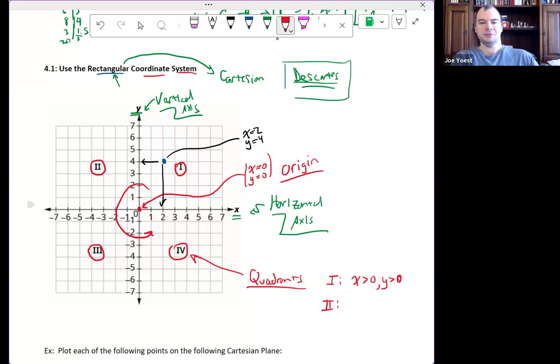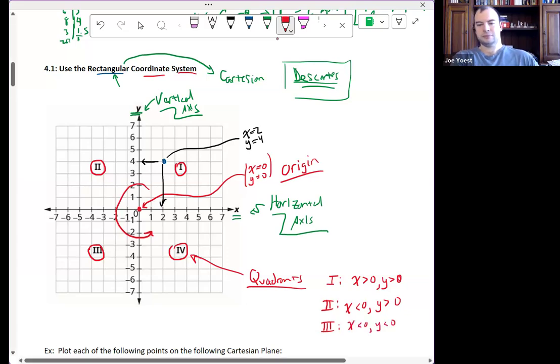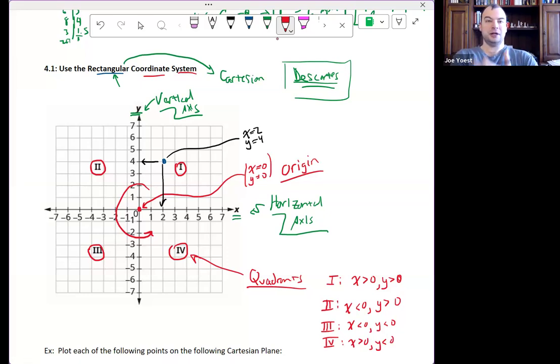We see in quadrant 2, this is where X is negative and Y is still positive. In quadrant 3, both of them are negative. And in quadrant 4, X is positive, Y is negative. So we have these 4 quadrants. Again, starting at the quadrant where both of them are positive, that's what we label quadrant 1. And we proceed counterclockwise around to quadrants 2, 3, and 4.